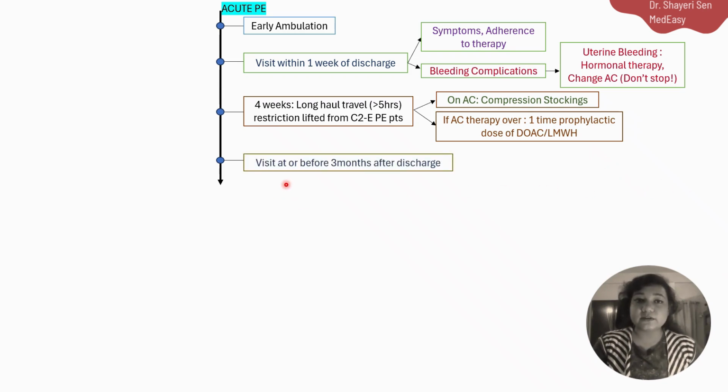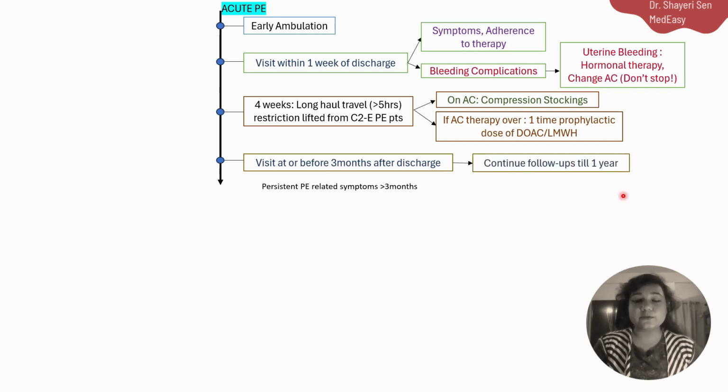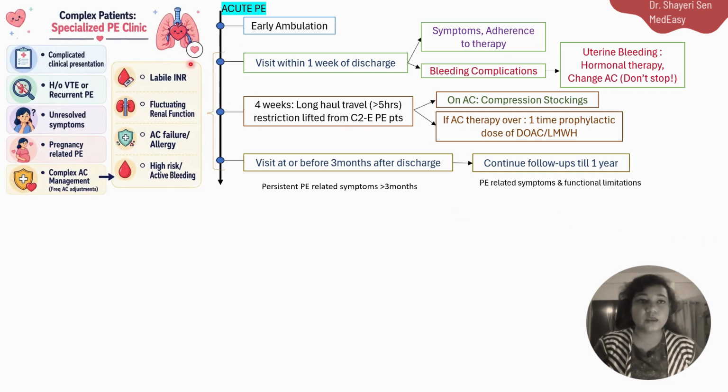We are also going to continue visits at or before 3 months after discharge to check for persistent pulmonary embolism related symptoms lasting for more than 3 months, and we are going to continue follow-ups till 1 year to check for again the same PH related symptoms and functional limitations. Now, where are we following up our patients? For complex patients, we are going to follow them up at specialized PE clinic. Now, who are complex patients?